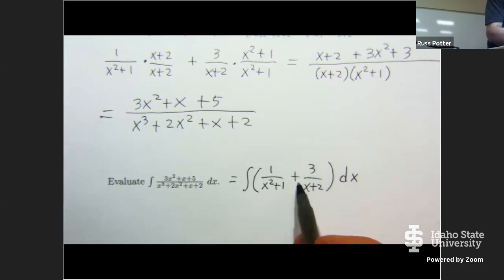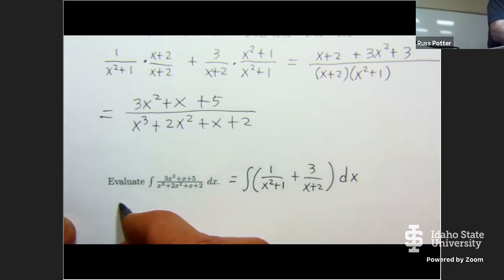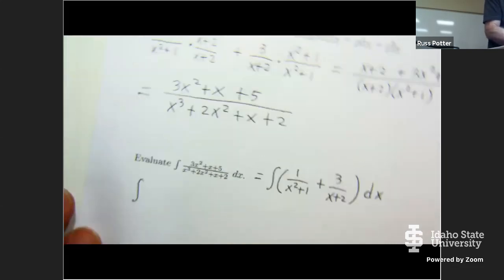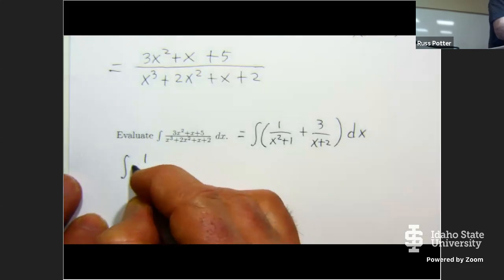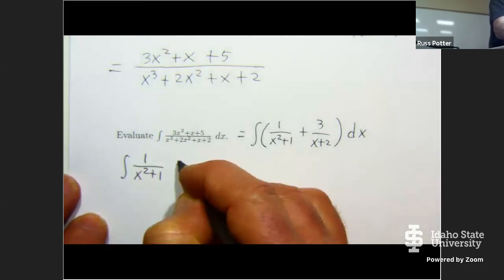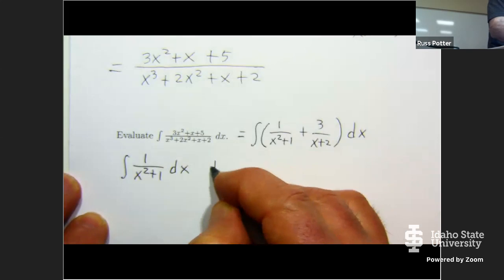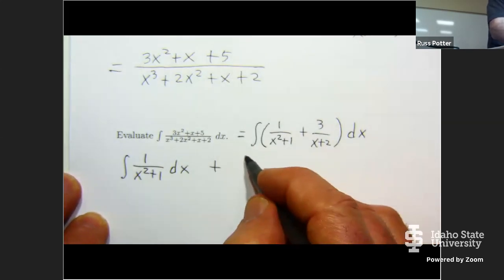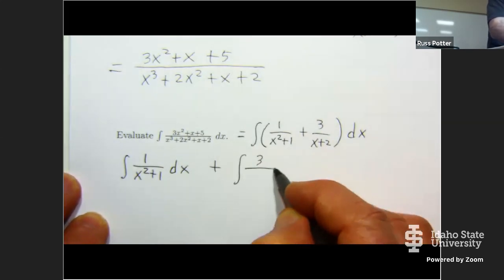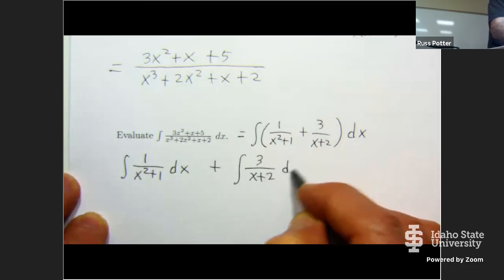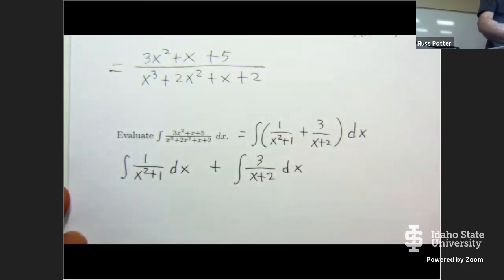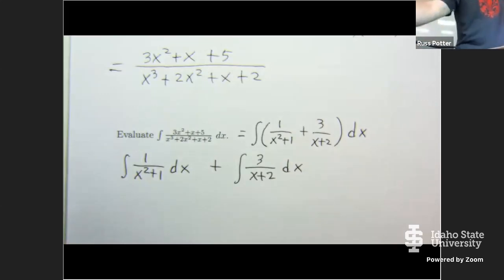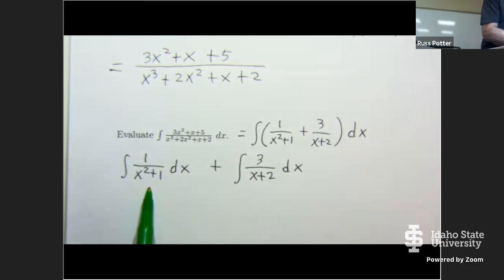So let's write this as a sum of 2 separate indefinite integrals. The indefinite integral of 1 over x squared plus 1 dx plus the indefinite integral of 3 over x plus 2 dx. Okay, the one on the left, let's work on that for a minute. The indefinite integral of 1 over x squared plus 1.